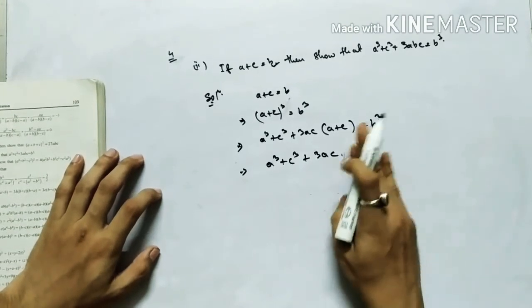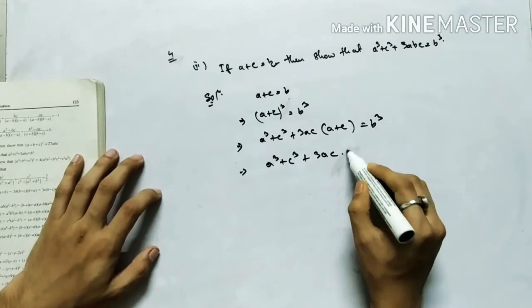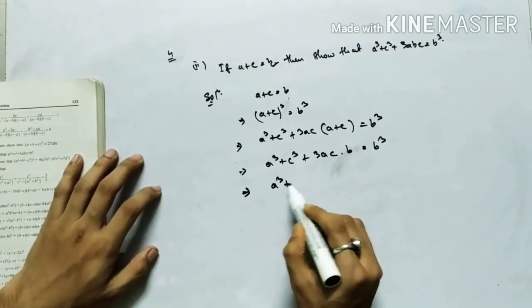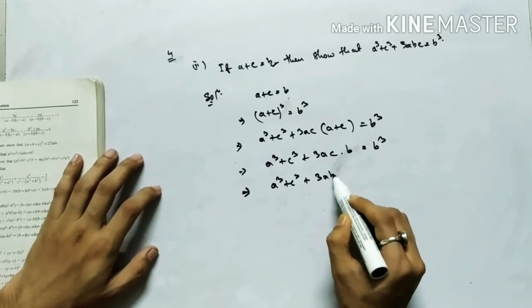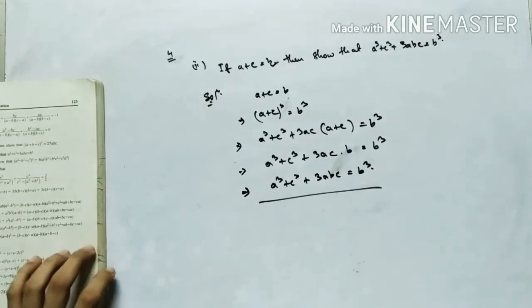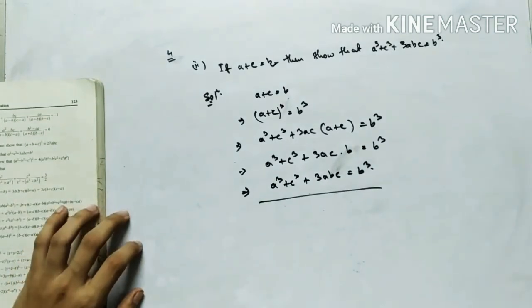Understand? It is given b. So this is b dot b, which is equal to b cube. So ultimately what I will get is a cube plus c cube plus 3abc is equal to b cube. So this is our proof. Understand? This is our proof.